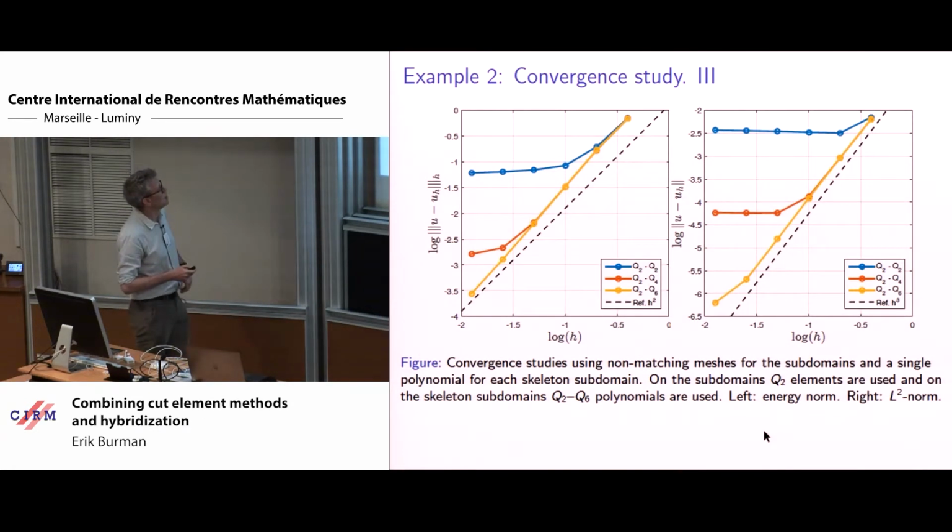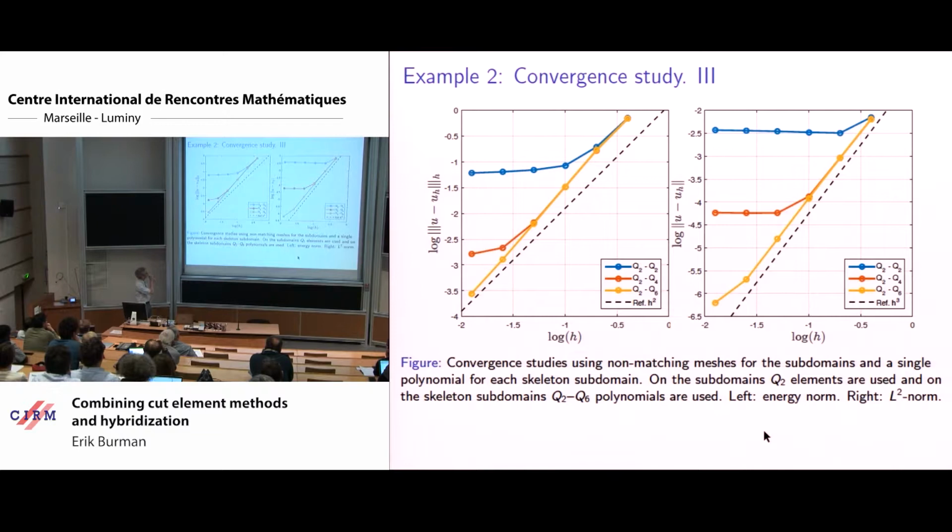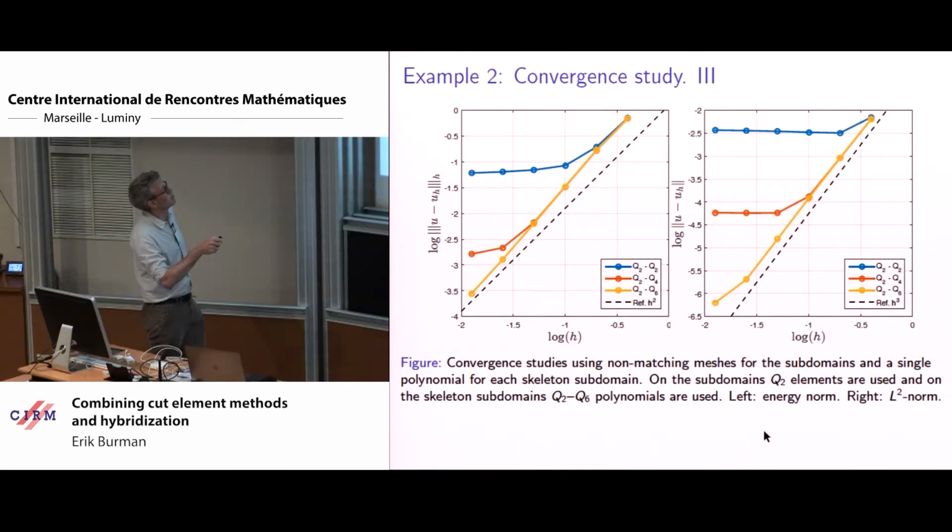But what about this other case where I have this big Q4 or big polynomial for each skeleton? Well, this is what it looks like. Now I have Q2 elements on each subdomain, and the skeleton subdomains change. So it's always Q2, but here the skeleton subdomain is a Q2. And of course, since the mesh size H never changes for the skeleton, this must saturate. And then here you have Q4, and then it saturates because it's always Q4 on the skeleton. And this here is a Q6.